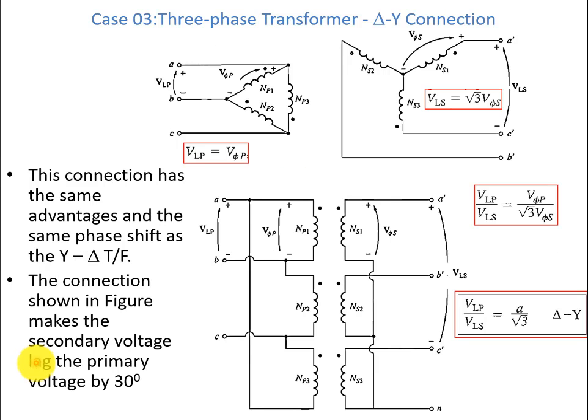So case 3 is almost similar to case 2, just that the transformer winding is now delta-Y, where the delta is connected on the primary, and the same problem of 30-degree voltage shift between primary and secondary occurs.